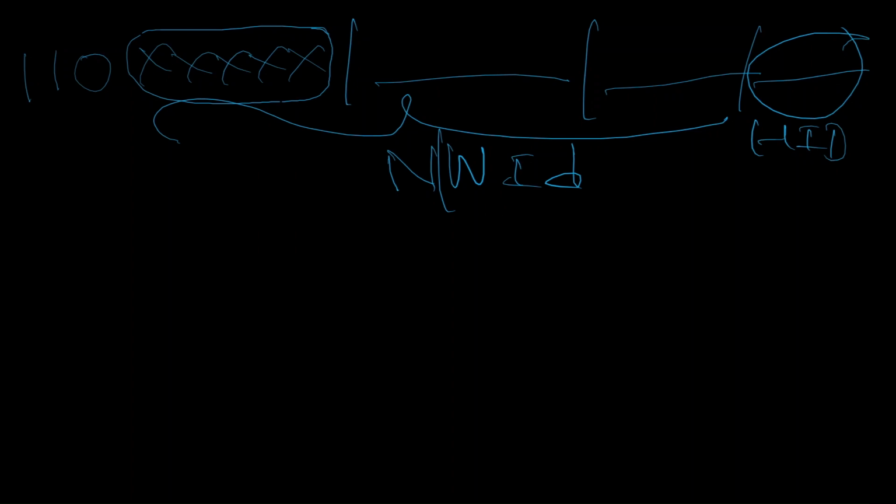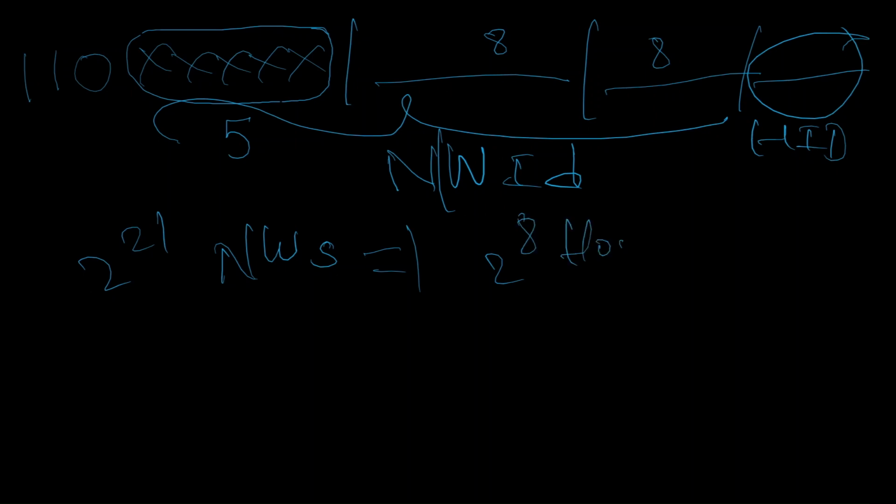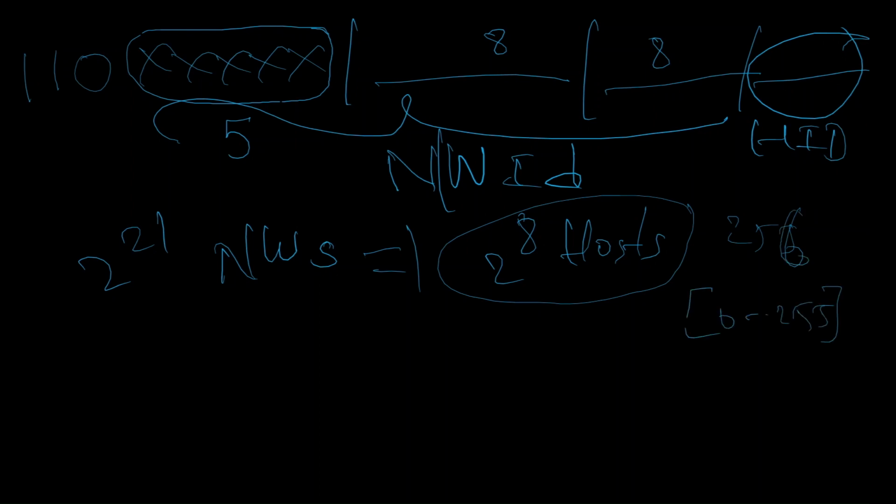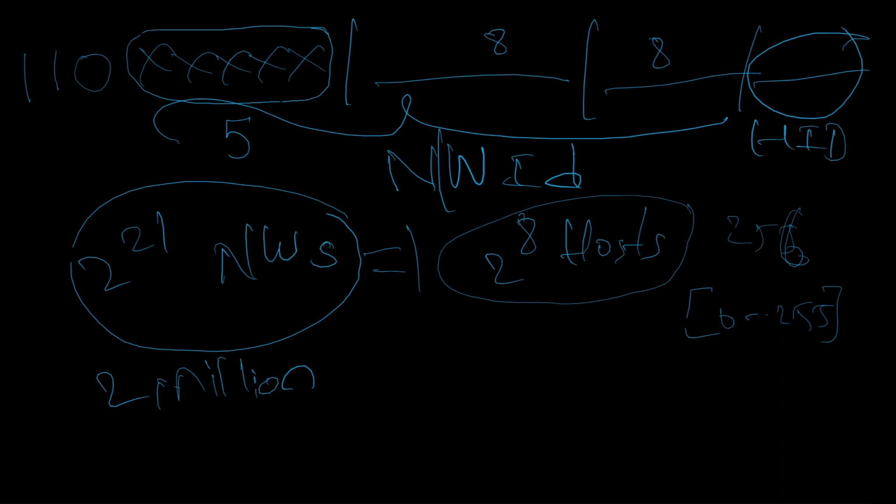So 16 bits plus 5 bits, 2 power 21 networks would be there, and 2 power 8 hosts in each network. So this much amount of hosts in each network. This turns out to be 256 to be precise, I mean 0 to 255. And the number of networks turns out to be 2 million. So 2 power 20 is a million and 2 power 21 is 2 million.